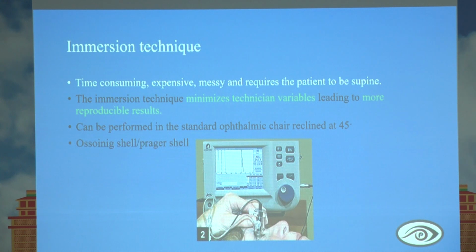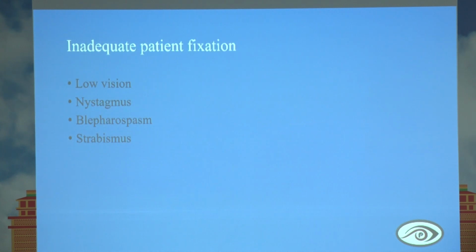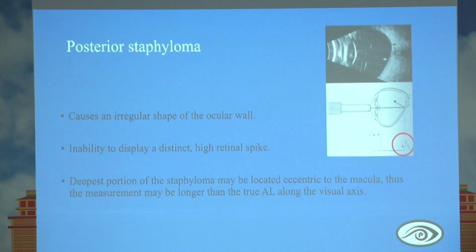To get better results with ultrasound, we have an immersion technique, where the patient has to lie down, or it can be performed in the standard ophthalmic chair reclined at 45 degrees, using either Oceaning or Prager cell. But it takes some more time. There are a few conditions where you may have inadequate fixation, like low vision, nystagmus, strabismus.